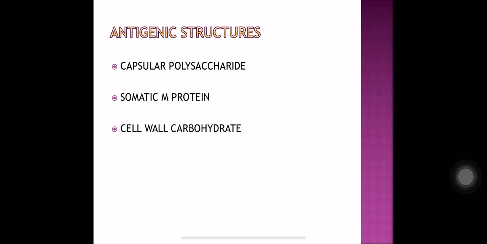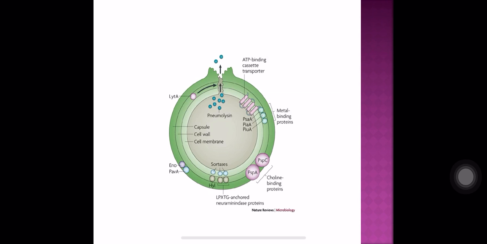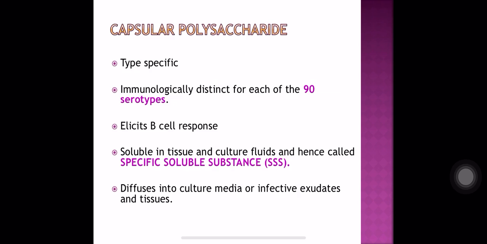Antigenic structure of pneumococcus includes capsular polysaccharide, somatic M protein, and cell wall carbohydrate. Various antigens and various proteins of the organism can be depicted in a pictorial manner like this. The capsular polysaccharide of pneumococcus is type-specific. It is immunologically distinct for each of the 90 serotypes.